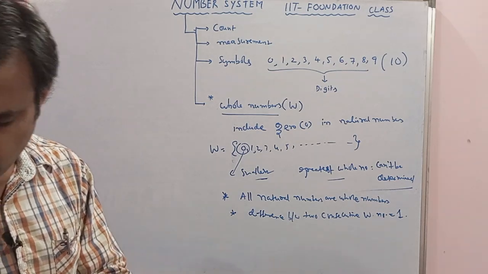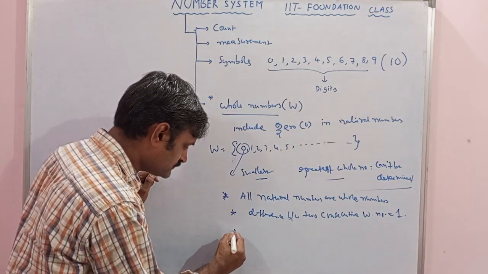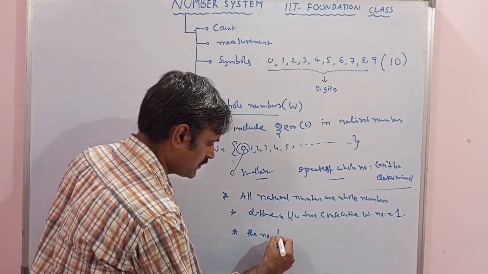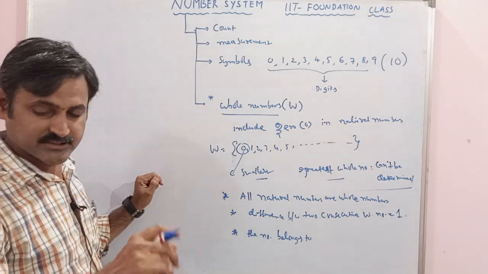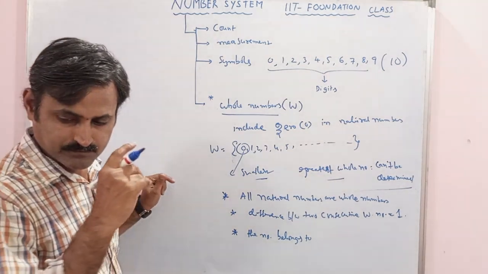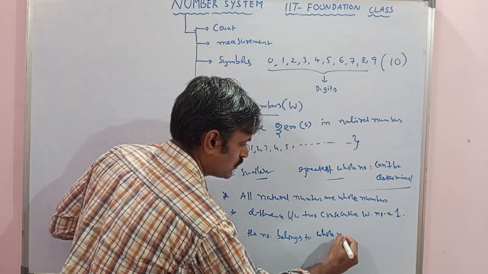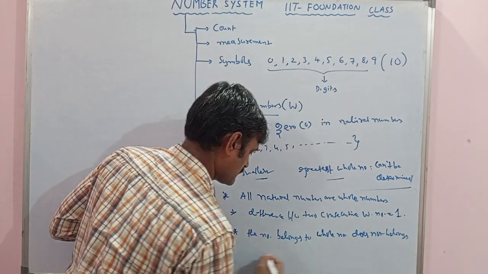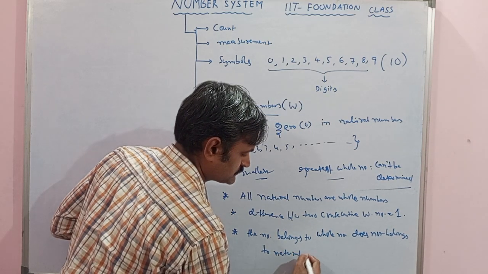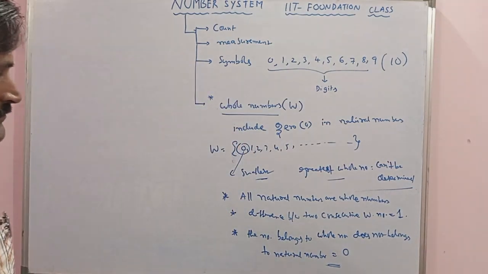The number that belongs to the whole number set and does not belong to the natural number set is what? That is 0. The number that belongs to whole numbers but does not belong to natural numbers is 0. Take down these points.